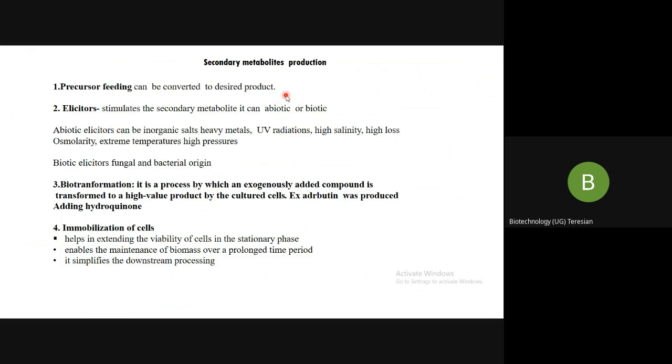How they are converted to the desired product means they are converted by the pre-existing enzymes in the cells. So the enzymes are already present in the cells. When you're adding precursors, what will happen? The enzymes will take up the precursors and they will convert them, because you know what type of precursors you are adding, because you want the secondary metabolites that you have decided, right? So you are adding precursors to get your decided products. Already the enzymes are pre-existing in the cells. They will use the precursors and convert those precursors into the biomolecules which you require. That is your decided product you will be getting.